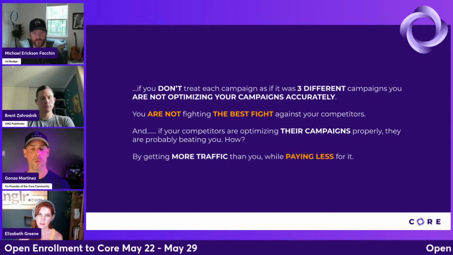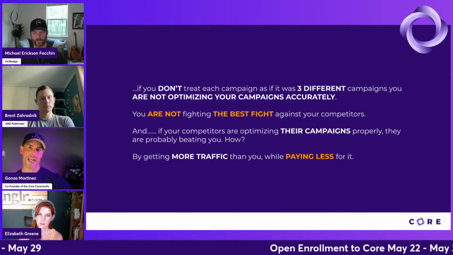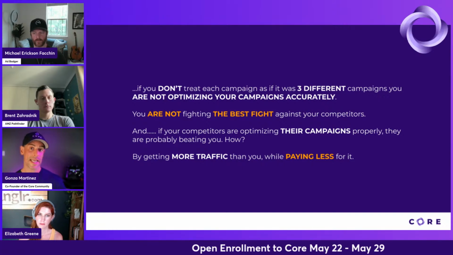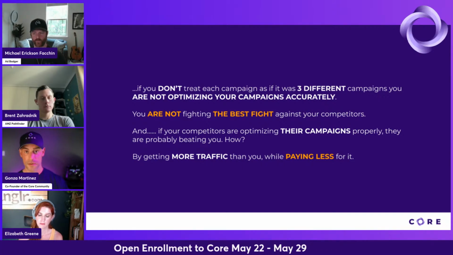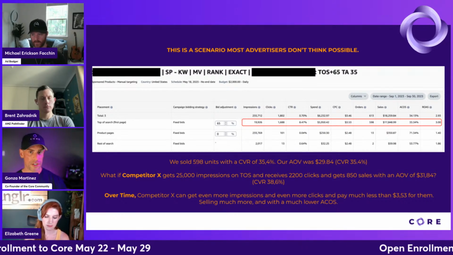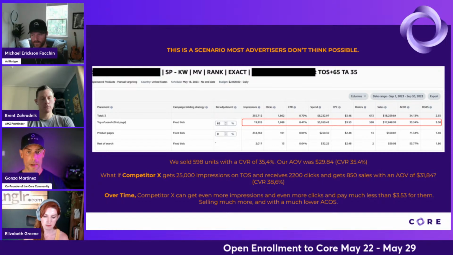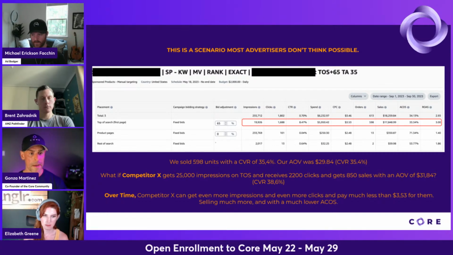They're maybe paying $1.7 a click, and you are paying $3 a click because you haven't proven to Amazon for as long as they have that you can bring them the business they're bringing Amazon. So this is the scenario just described. Most people or sellers that I know and I talk to don't think about this. They don't think it's possible.